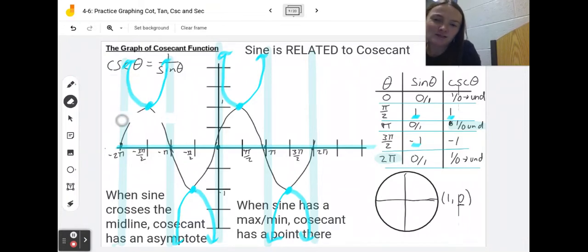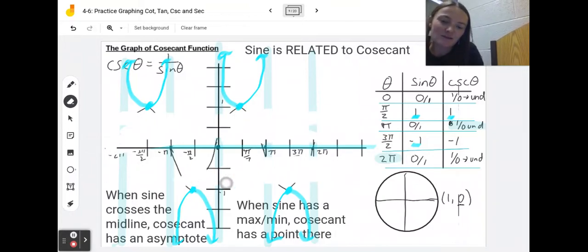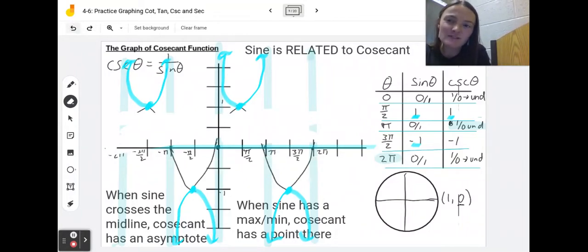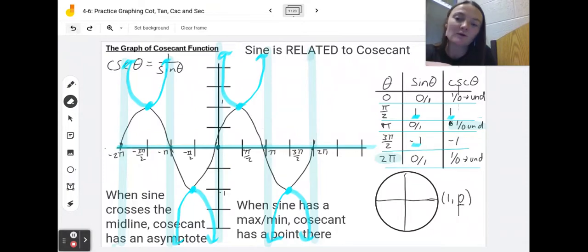Now, don't erase this, but if you were to graph this on a calculator, you would not see any of the sine graph. You would just see the blue cosecant graph. And so that's technically the graph of cosecant. And so you can see how it's so important that you know how to graph sine, because sine is basically the cosecant graph, and then we add a little bit extra.